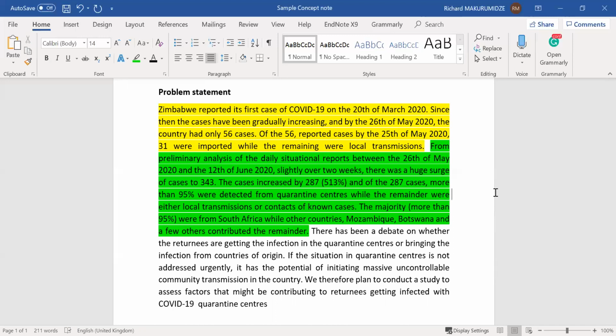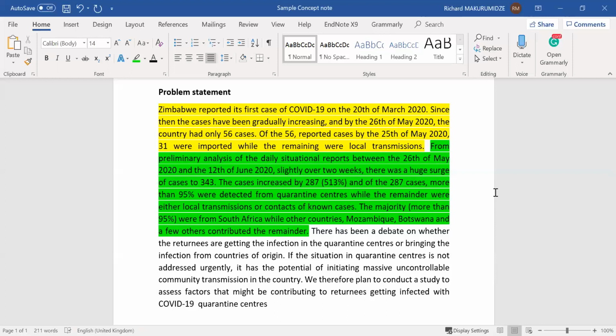Remember, from the preliminary analysis of daily situational reports between 26th of May and 12th of June, which was a period of over 2 weeks, there was a huge surge of cases to 343. The cases increased by 287, which is 518%. Of the 287 cases, more than 95 were detected from quarantine centers, while the remainder were either local transmission or contacts of known cases. The majority were from South Africa, and other countries, Mozambique and Botswana, contributed to the remainder. So this is my problem.